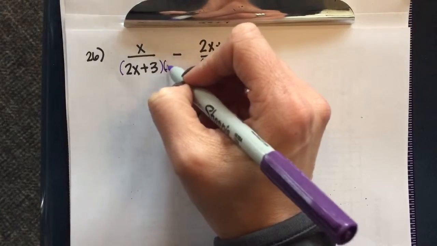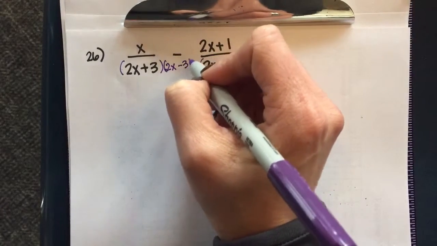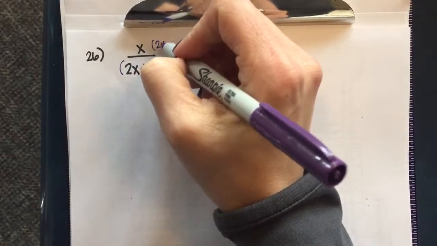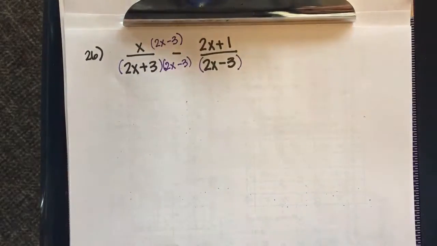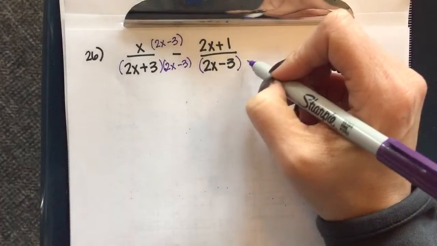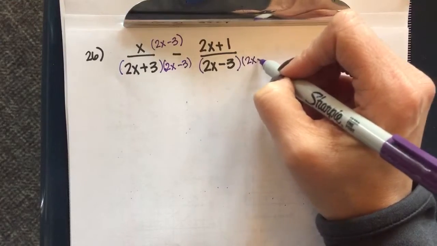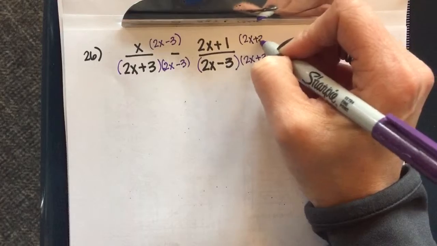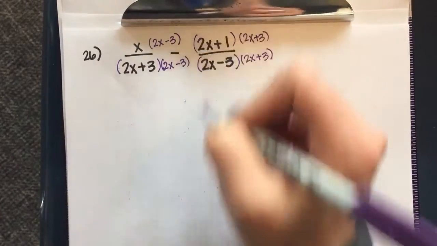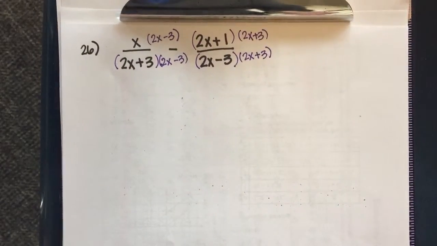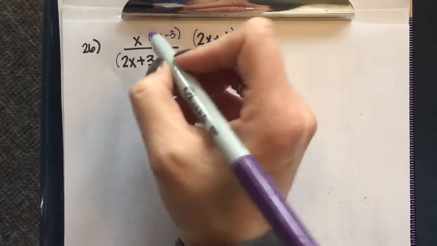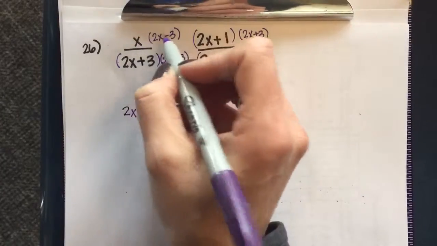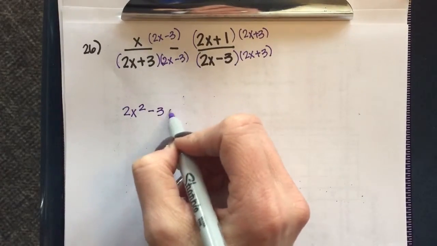So I'm going to multiply this by 2x minus 3, and if I multiply on the bottom, then I also have to multiply the top by 2x minus 3. On the right hand side, I'm going to multiply by 2x plus 3, and then multiply the top by 2x plus 3. So I'm going to distribute out the tops like I did last time and rewrite them. x times 2x is 2x squared, and x times negative 3 is negative 3x.